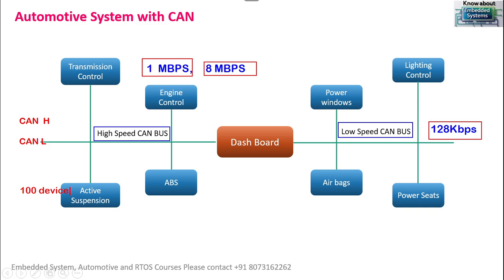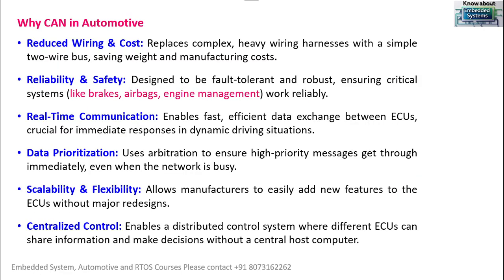This is the second major reason why we use the CAN protocol. Systematically, with two wires you're able to connect, and you can achieve high speed, medium speed, and low speed as well with CAN. That's why CAN is very popular in our automotive system. We will understand some more reasons why we use CAN in automotive. The first major reason I already told you.